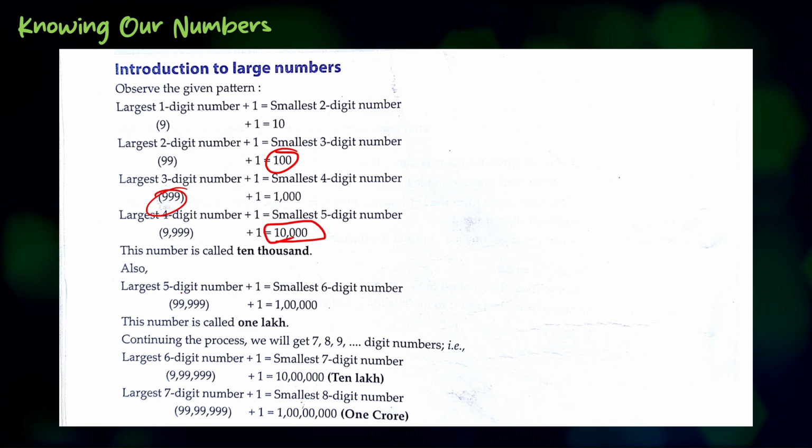Also, the largest 5-digit number plus 1, you will get the smallest 6-digit number. Likewise, this number is called 1 lakh. Continuing the process, we get 10 lakh and then 1 crore. So these questions they will ask in the Olympiad. Based on this, they will ask different kinds of questions in the Olympiad, so please do understand this.